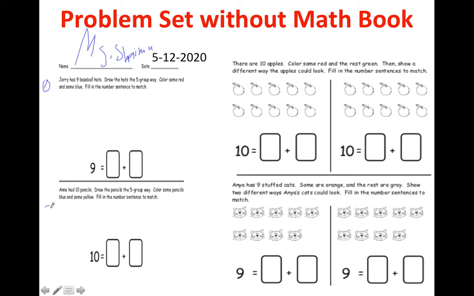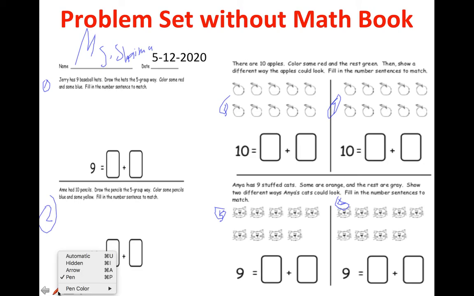So I have 1, 2, 3, 4, 5, and 6. So there's 6 math problems. I just need you guys to label 6 math problems. And you see these pictures of cats and oranges, you can just do a simple circle. So let's read the direction. It says, Jerry has 9 baseball hats. Draw 5 group way, color some red, color some blue.